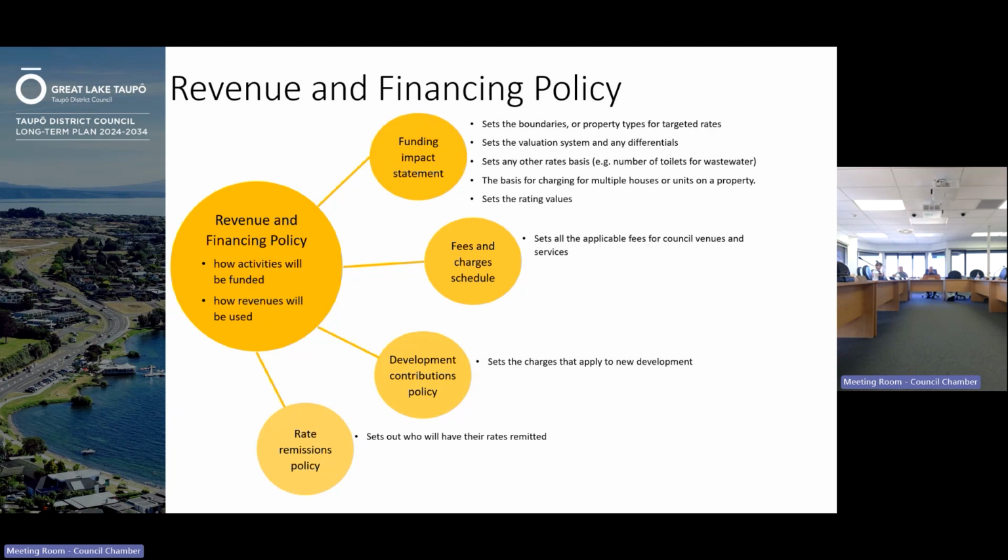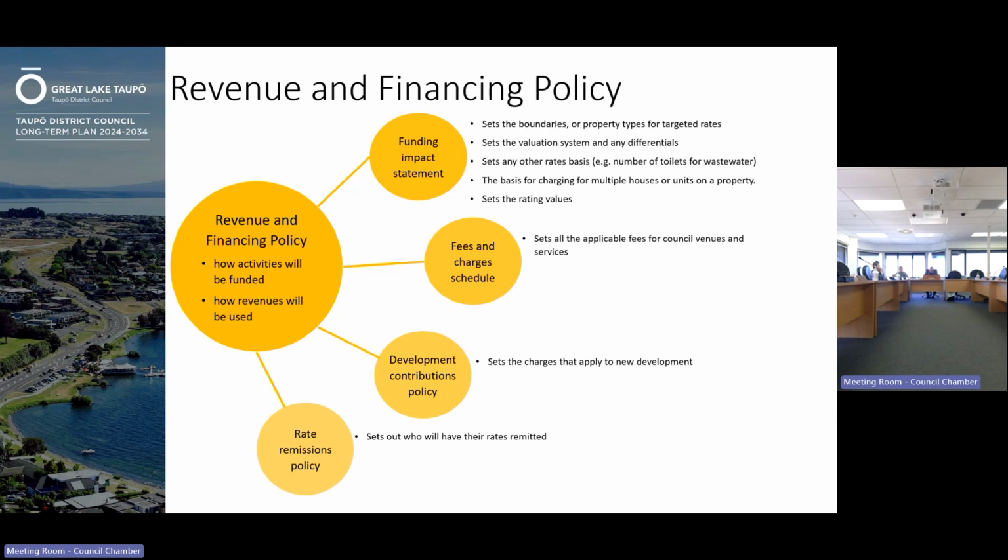There's a revenue and finance policy that sits at the top. That goes essentially by activity through how will they be funded. And the other one is how do we use particular types of revenues. That's then supported by a funding impact statement, which has got the details. Actually, how do we set rates? Where are the boundaries for particular rates? What valuation system do we use? That's all in the funding impact statement.